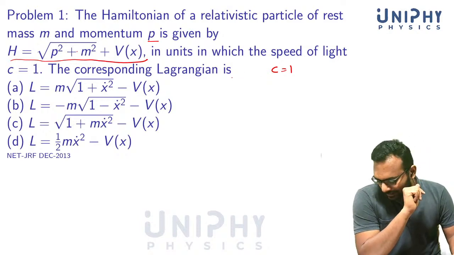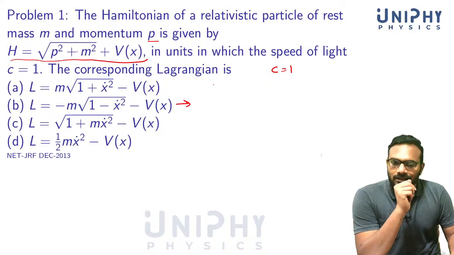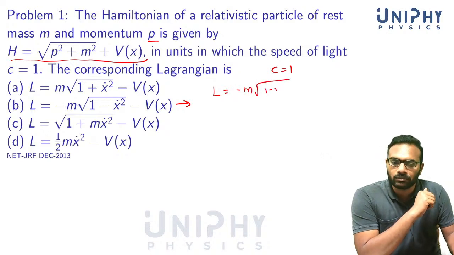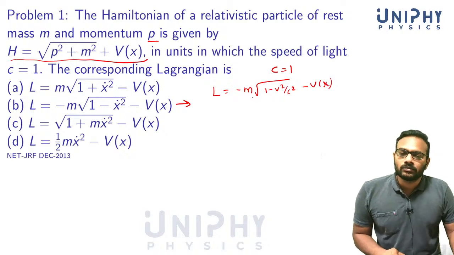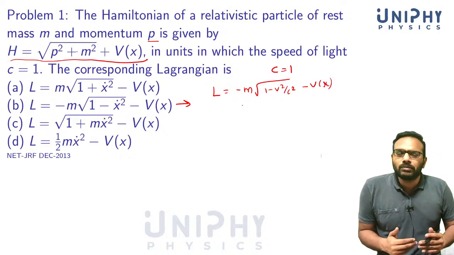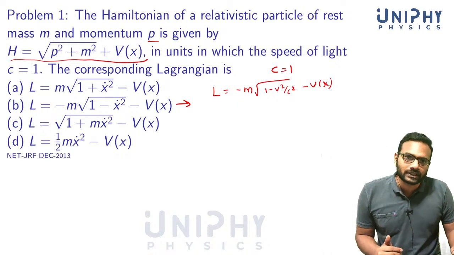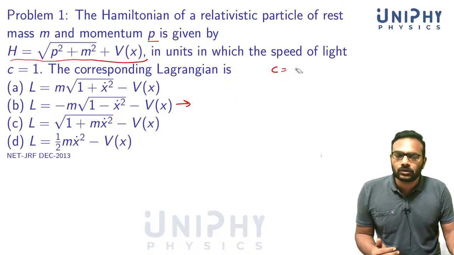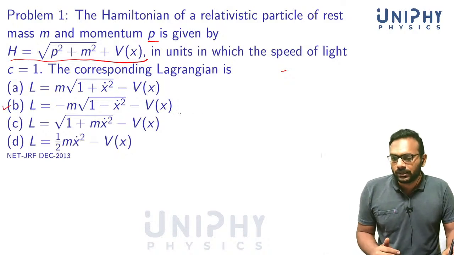So the quick way to do this is to know the relativistic Lagrangian. We should know that the relativistic Lagrangian is given by minus m square root of 1 minus v square by c square minus V of x. Okay. This is the relativistic Lagrangian. Now this is the quickest way to do this, but you may not always remember the exact form of the relativistic Lagrangian. And if not, you can easily solve this. So the answer is indeed option B, where c is equal to 1.